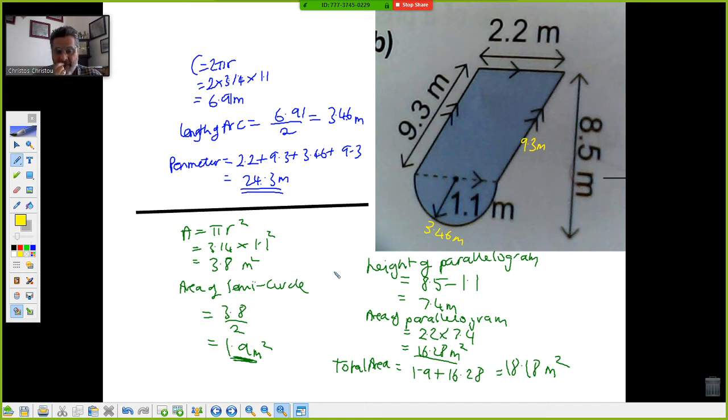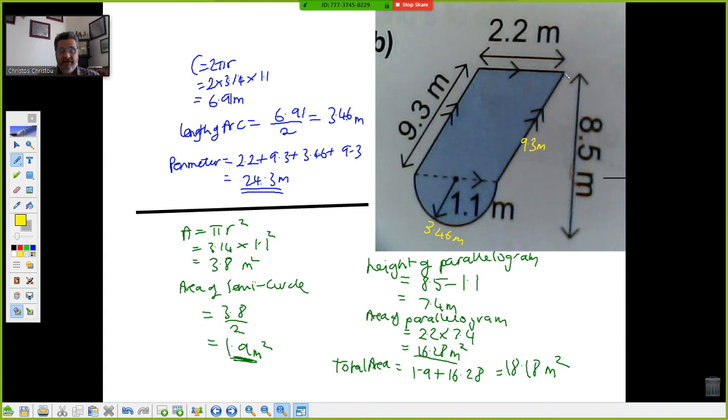What have I got here? I've got pi r squared. I've done that bit. Right, the height of the parallelogram, it's not 9.3 times 2.2. It's an easy mistake to make. That is the slant. The true height is from there to the base, but take away the 1.1, because that 1.1 is just the height or radius of the semicircle.